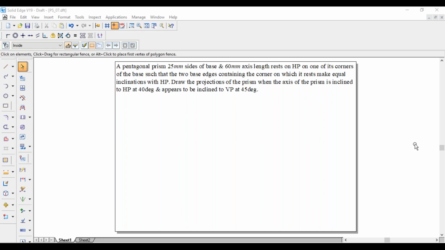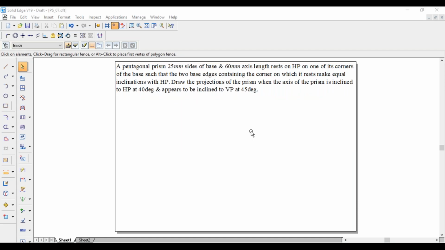Today we are going with the prism problem. A pentagonal prism, 25 mm sides of base and 60 mm axis length, rests on HP on one of its corners of the base, such that the two base edges containing the corner on which it rests make equal inclinations with HP. Draw the projections of the prism when the axis of the prism is inclined to HP at 40 degree and appears to be inclined to VP at 45 degree.